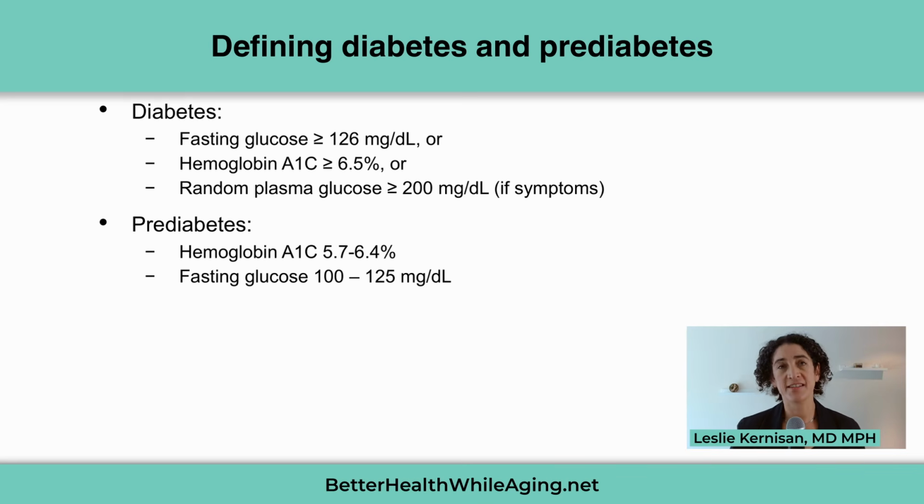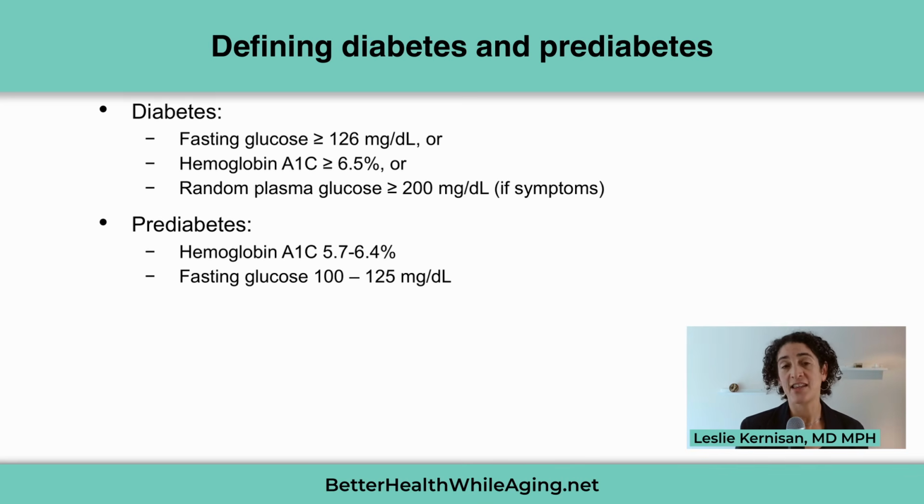Now, this is kind of a spectrum. The closer you are within prediabetes to the upper range of the range for hemoglobin A1C or for fasting glucose, the closer you are to diabetes. So if you go and get a fasting blood test and your fasting glucose is 102, that technically qualifies as prediabetes, but you're really just barely over what we consider the normal range.